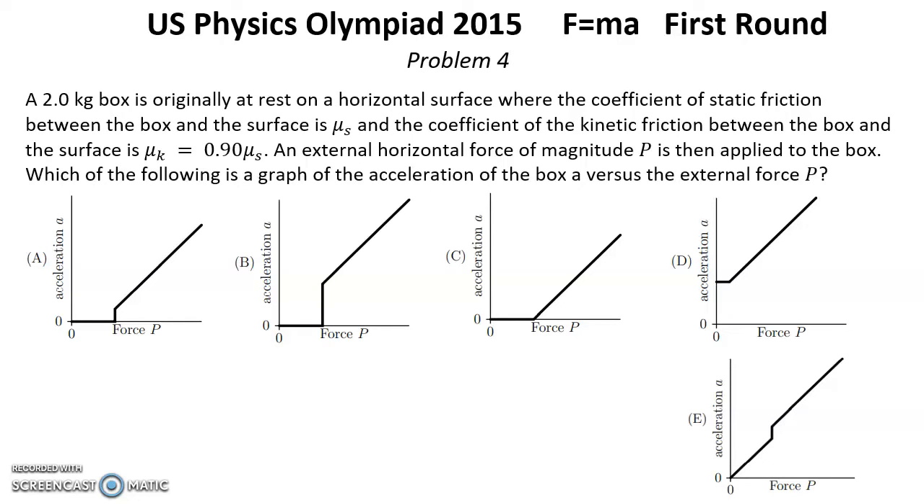Problem number 4. A 2 kg box is originally at rest on a horizontal surface where the coefficient of static friction between the box and the surface is μs, and the coefficient of the kinetic friction between the box and the surface is μk equal 0.90 μs. An external horizontal force of magnitude P is then applied to the box. Which of the following is a graph of the acceleration of the box A versus the external force P?